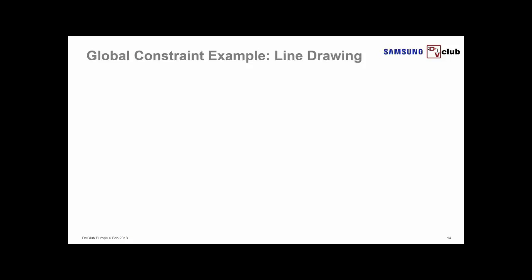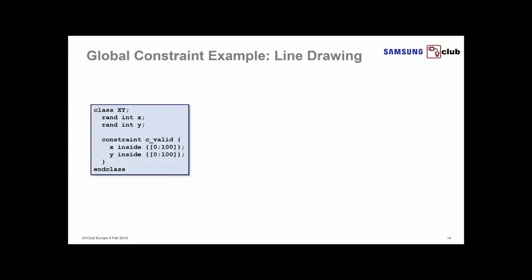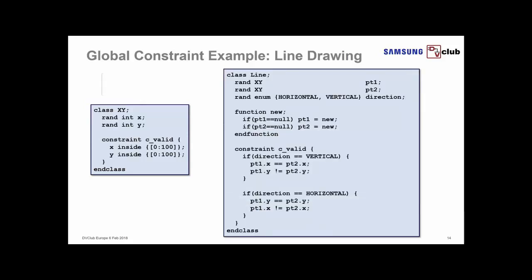What this lets me do is apply constraints from the top level to lower level objects. An example of this is a somewhat made-up example, but let's pretend we have a very trivial line drawing application that can draw horizontal lines and vertical lines. To draw a line, I need 2 points, so we'll start with a class that has x and y coordinates in it. There are 2 random variables, and I'm limiting the coordinates to be between 0 and 100. Now what I can do is create a line class which instantiates 2 of those point classes.